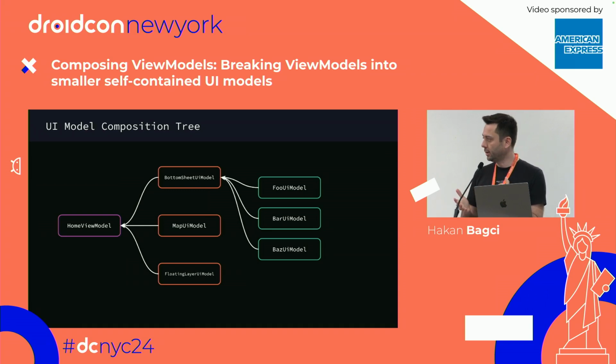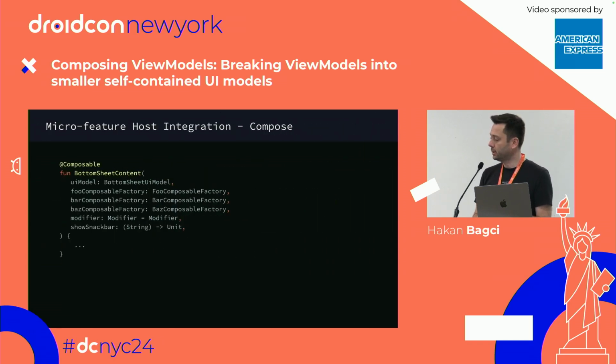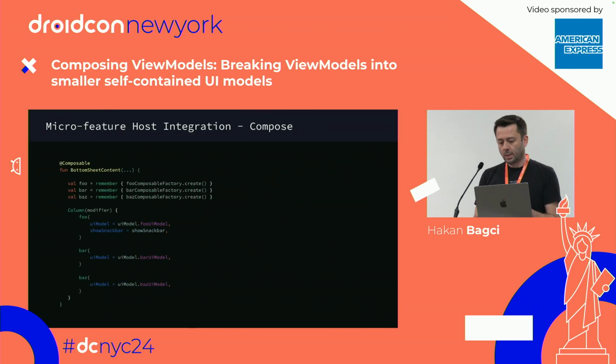So how can we actually integrate our composables into this tree? Let's check that part. So here it is for bottom sheet. We have a composable host for the bottom sheet. It's just a container. It receives all factories for micro feature composables and also some functions that need to be provided by the host, like showing a snack bar, etc. Inside the host, we are calling micro feature composable factories to create composable function references.